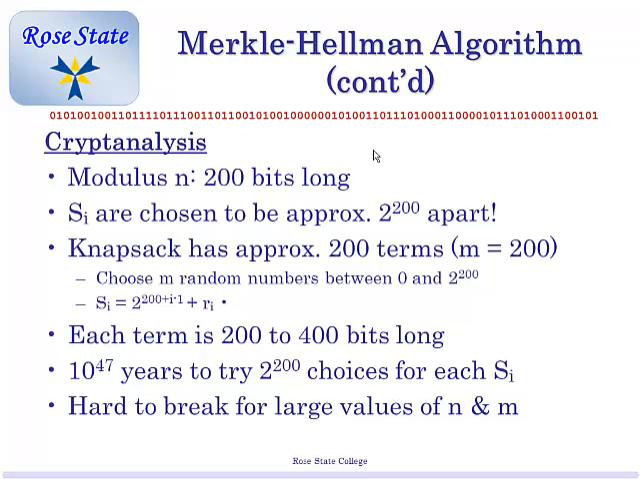So choose M. In other words, choose the number of random digits between 0 and 2 to the 200th. So the simple knapsack is basically 2 to the 200th in length. Each term used in this simple knapsack is between 200 and 400 bits long. So that 1, 3, and 6 is not really a good representation of a valid number.